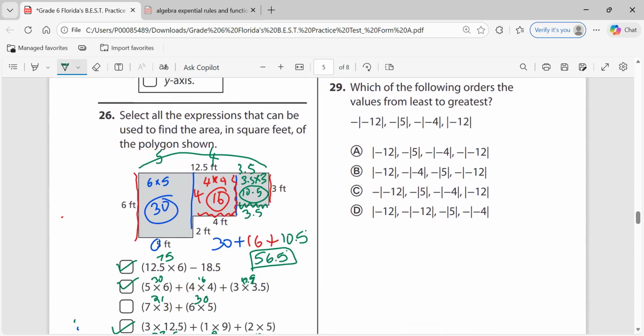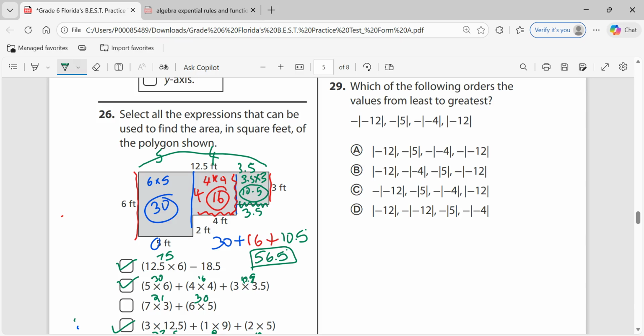All right. Number 29 says, which of the following orders the values from least to greatest? Be careful because sometimes they want greatest to least. We just have to think about what they're asking. Right? So the absolute value of any number is positive. That's 12. But then this comes on down, and so it's negative 12. We have a positive 5 here. Oh, but then there's a negative in front of the absolute value. Makes it negative 5. The absolute value of negative 4 is positive 4. And then we have a negative that was out front. That's negative 4. And then the absolute value of negative 12 is positive 12.